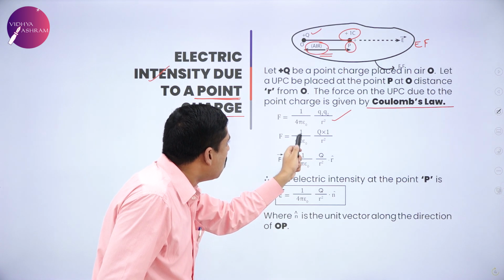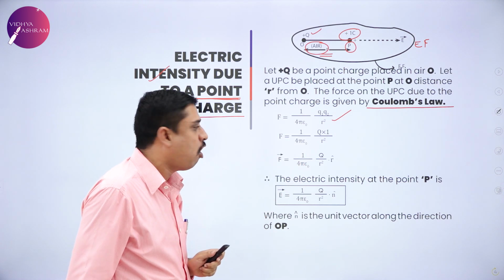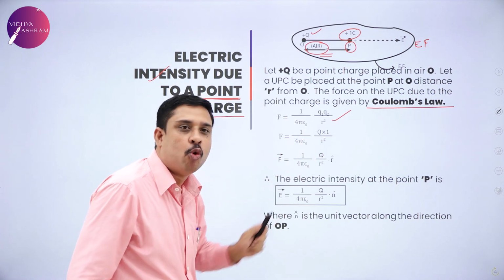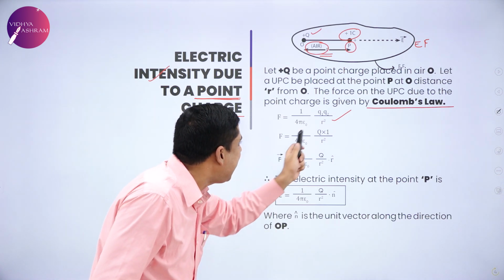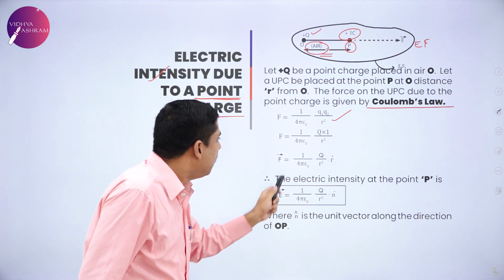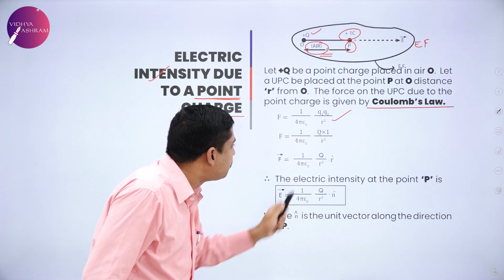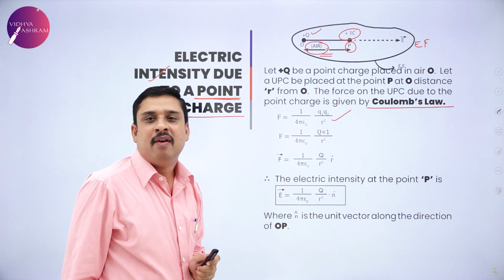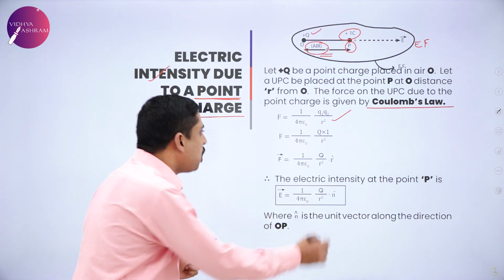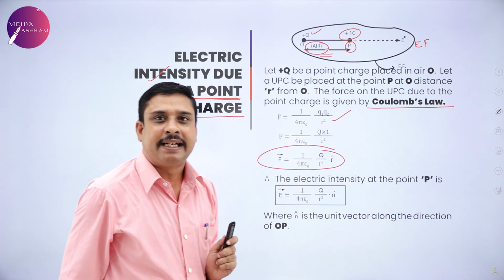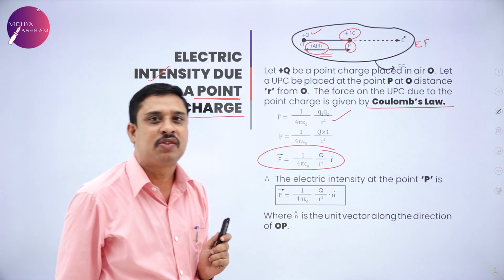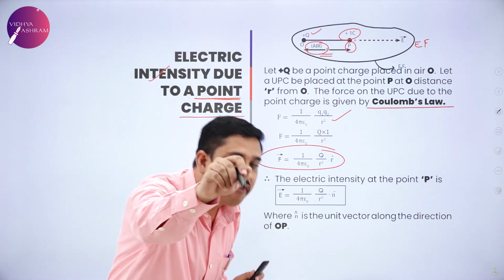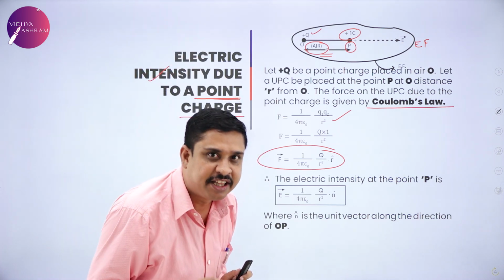So it is 1 by 4 pi epsilon naught Q, the magnitude of the first charge, into 1, the magnitude of the UPC, divided by R square, which is 1 by 4 pi epsilon naught Q divided by R square into R cap, which is a unit vector. So what does this expression give me? That is the expression for force acting on the UPC because of the point charge inside the field.